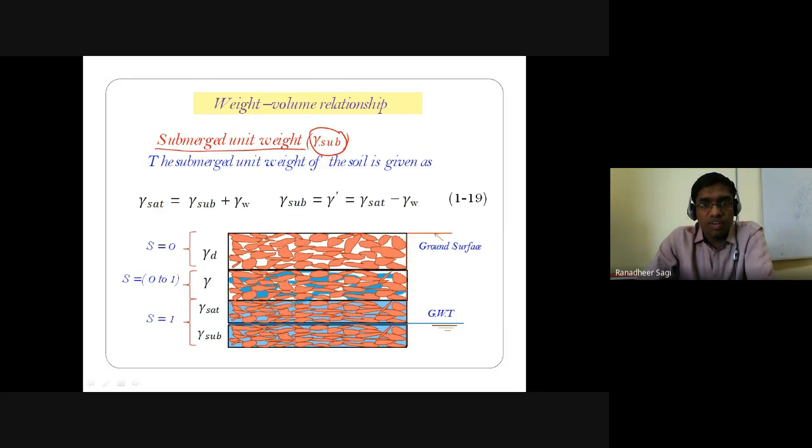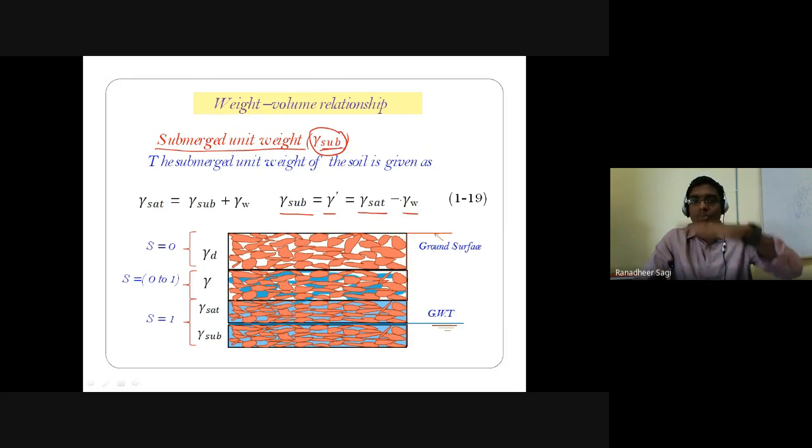Gamma indicates unit weight, and the subscript sub indicates the submerged condition of the soil for which we are trying to talk about the unit weight. So the submerged unit weight of the soil, which is indicated as gamma sub, or otherwise represented as gamma dash, is the saturated unit weight of that particular soil minus the unit weight of water. Okay, so what does this saturated unit weight mean?